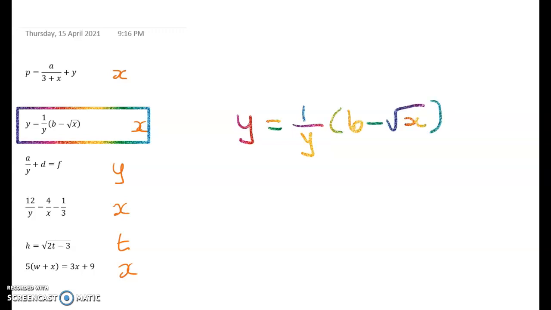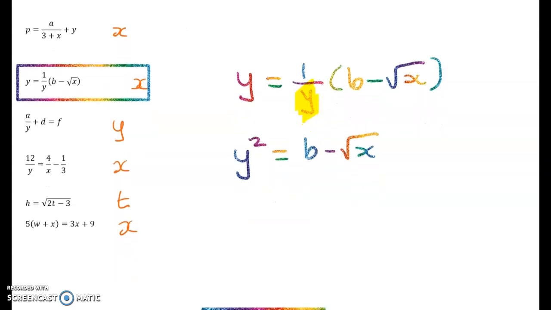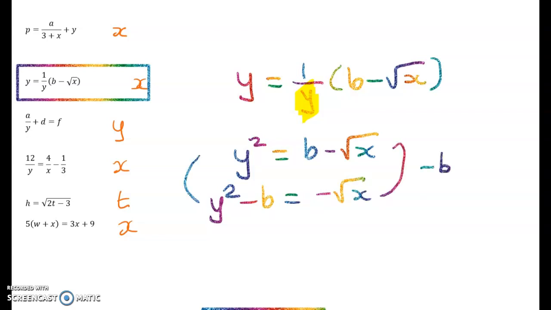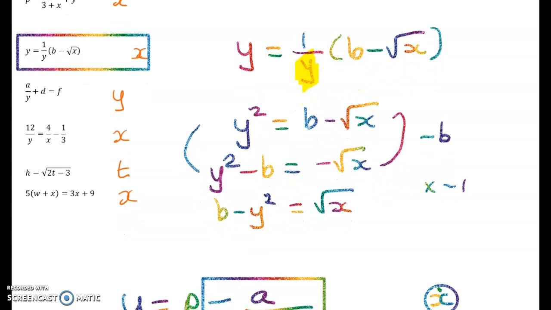The first thing I'm going to do is to multiply both sides by this y. I get y squared is equal to b minus root x. Now I'm going to say y squared take away b is equal to negative root x. So I'm subtracting b from both sides. I'm going to multiply everything through by -1, and that'll give me b minus y squared is equal to the square root of x. Lastly, I'm going to undo the square root by squaring both sides, and I get b minus y squared in brackets squared is equal to x.